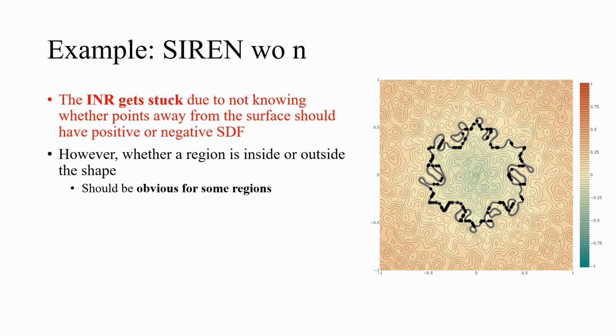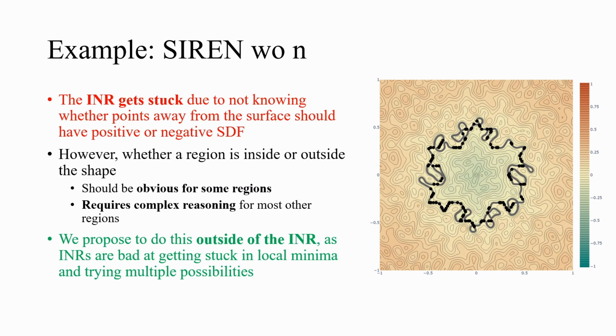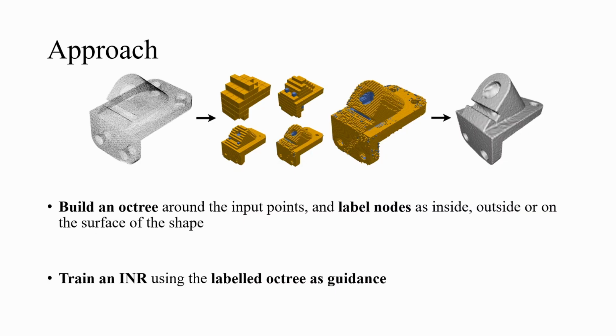However, whether a region is inside or outside the shape should be obvious for some regions. For example, the outside of the convex hull of the input points should be outside the shape, and it requires complex reasoning for most other regions. We propose to do this outside of the INR, as INRs are bad at getting out of local minima and trying multiple possibilities. We now give an overview of our approach.